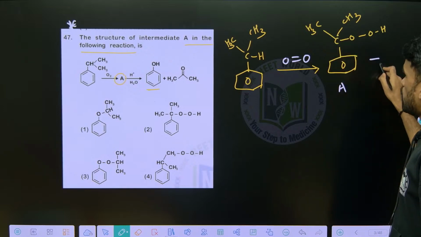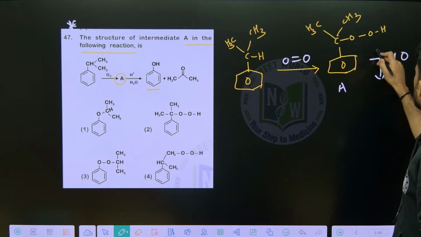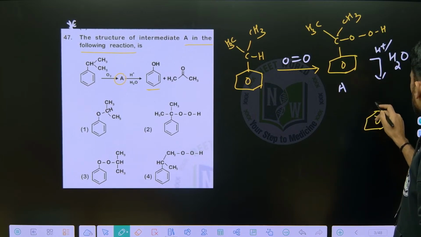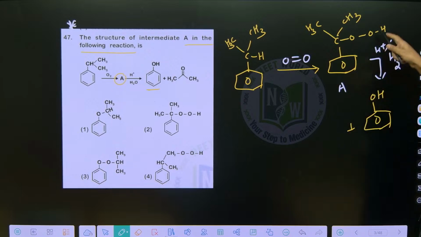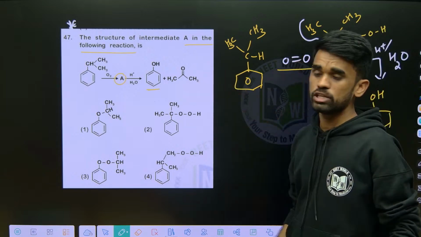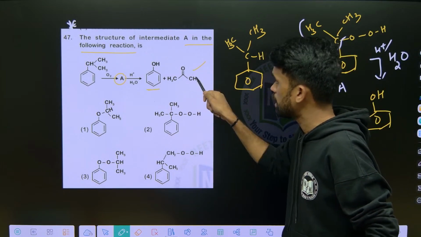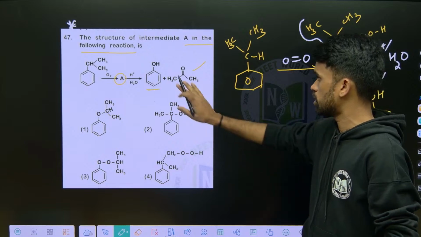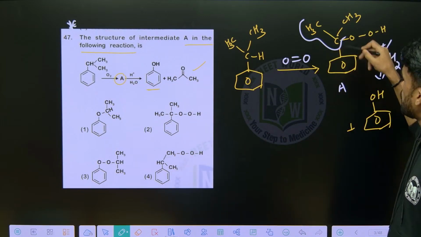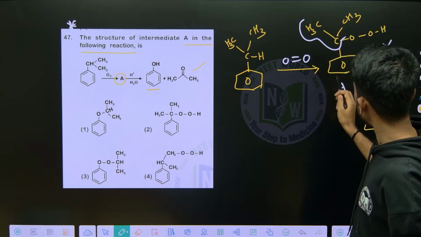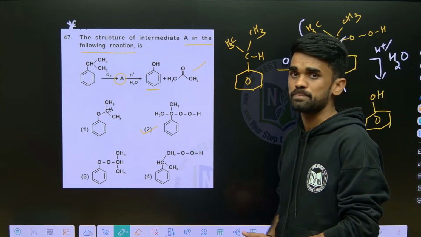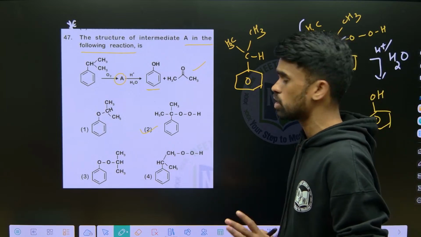This compound, upon treating with water in acidic medium, gives phenol as a product, and the remaining carbon part forms acetone. So totally we are getting phenol and acetone as products. You have to remember this. So what is the A formed here? This is cumene hydroperoxide. Where do we have it? We have it in option 2, so option 2 is correct for this question. I hope it is clear, there is no confusion.